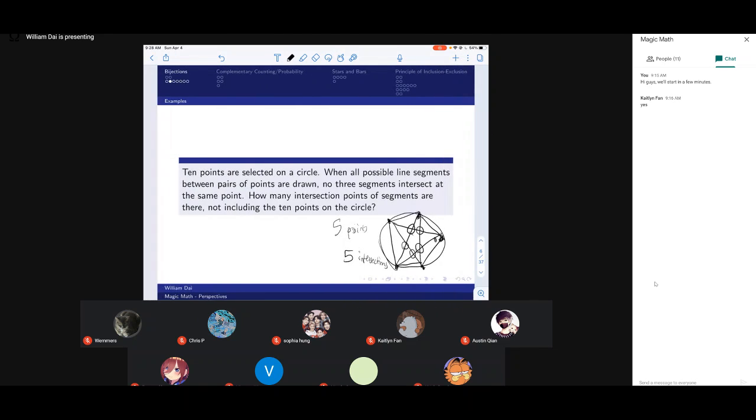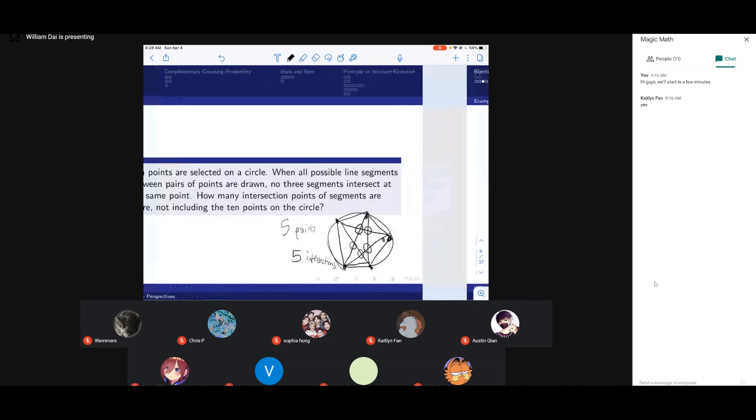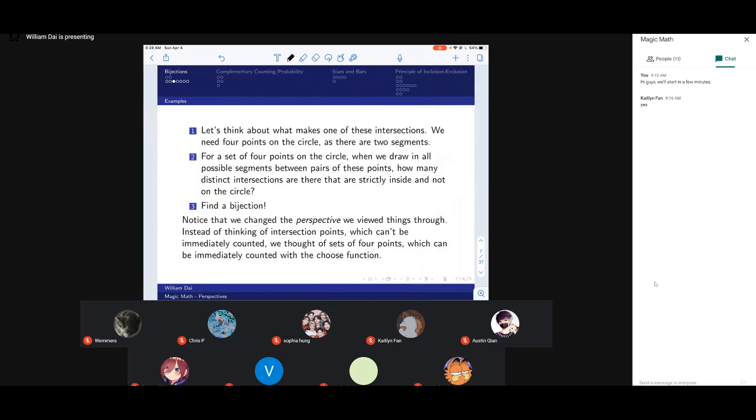Okay, and that's just an example to give you an understanding of what we're counting. So we need to think about what makes up one of these intersections. A key idea when you're trying to find a bijection is you're trying to find what fundamentally makes up something, and break it down into parts, and these parts should be independent in order for you to easily count them.